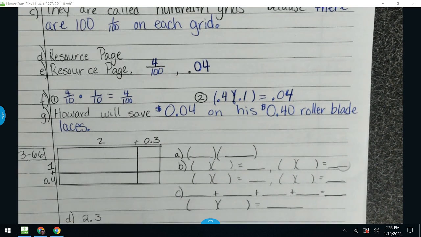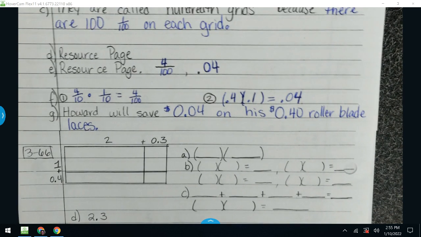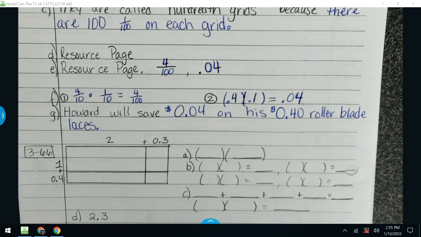Hopefully he doesn't get charged tax on those, because he's going to pay way more than 4 cents then. No, it's not.